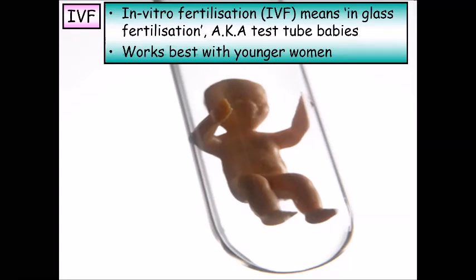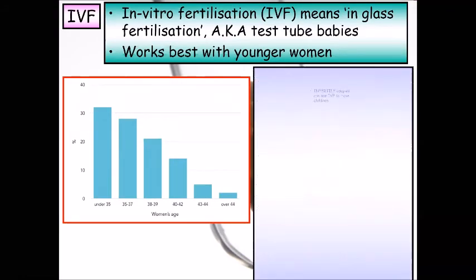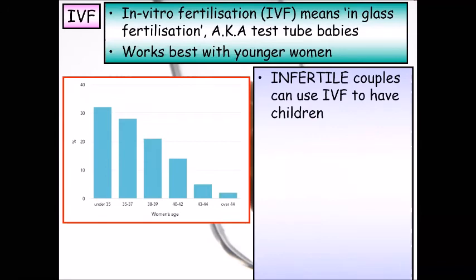It's used more with couples that have fertility problems. So it's sometimes blocked fallopian tubes. It may even be low sperm count or something like that. Getting back to the age of the women, as you can see from the graph there, under 35s have about a 32-33% success rate. Over 44 drops to below 5%. So there's a big drop off with the age of the women, so it's best done when they're under 35. And like I said, it's used for infertile couples.